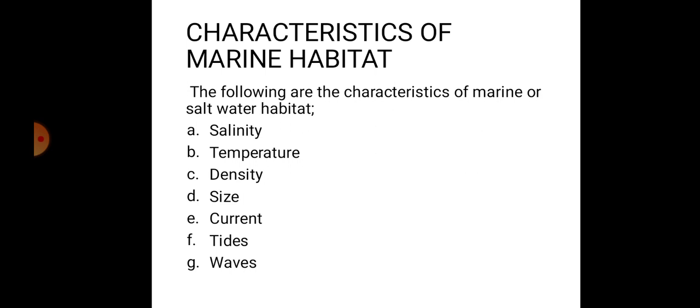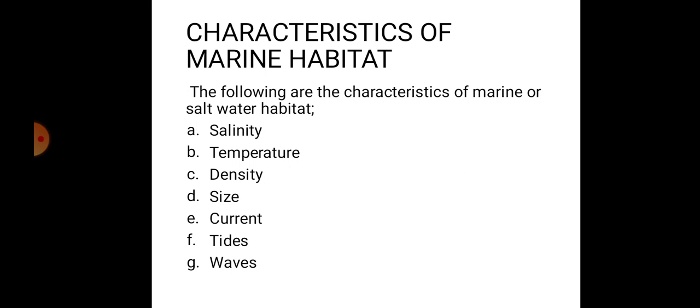Then we talk about tides. Tide is also one of the characteristics of marine water habitats. Tide simply means the alternate rise and fall of the surface of the ocean, approximately twice a day. At times you go to the ocean, the water level will stop at your knee level. At other times, the water level will stop at your waist level. That rise and fall of the water body is regarded as tides.